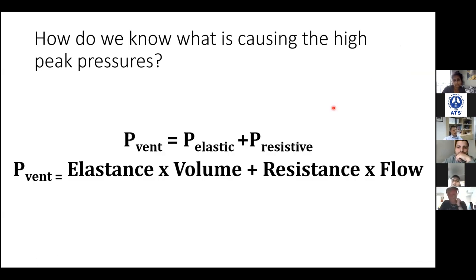Okay. So how do we know what's causing these high peak pressures? So first, I think the first question is, what is the peak pressure? Does anyone want to venture a guess of what I mean when I say peak pressure? Which of these three pressures, the resistive pressure, the elastic pressure, or the vent pressure, or pressure of the mouth, represents the peak pressure?